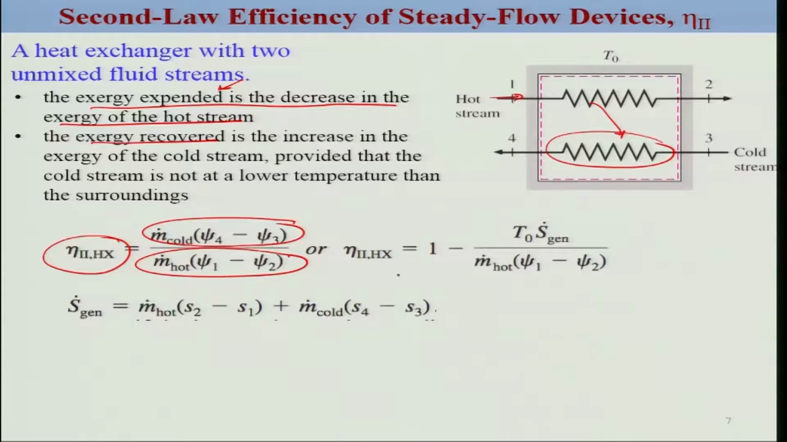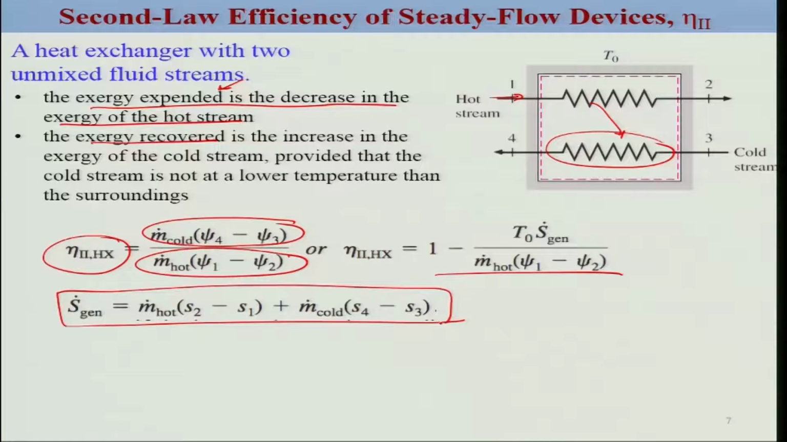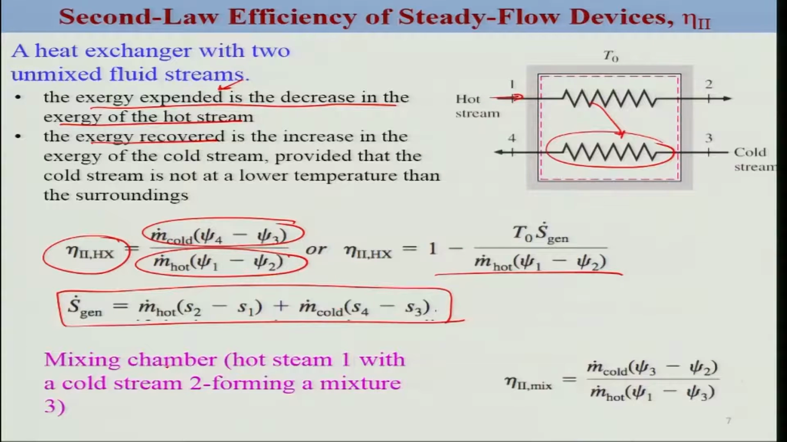You can also write this in terms of generation, and based on the steady state condition you can find the X generation in terms of changes in the entropy of the individual streams. For the case of a mixing chamber, that means streams 1 and 2 get mixed and form a mixture 3, the exergy supplied is going to be psi 1 minus psi 3, and the exergy recovered would correspond to the change in the flow exergy of 3 minus 2. So that will be the ratio for the case of the mixing chamber, and that will be your second law efficiency.